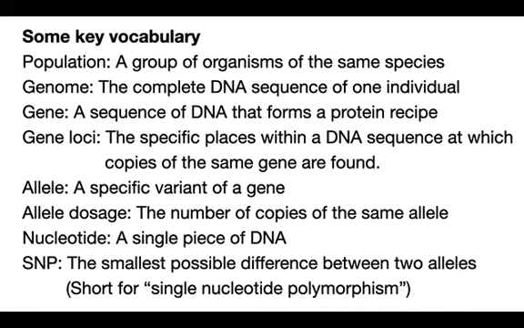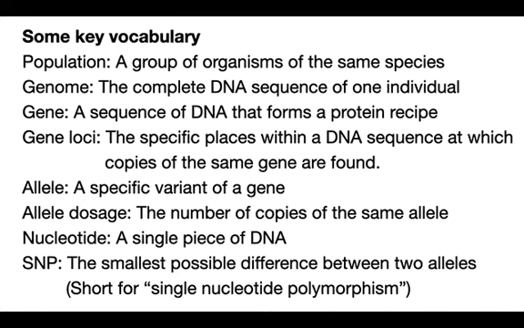A gene locus, plural gene loci, refers to the specific places, the locations, if you will, within a DNA sequence at which copies of the same gene are found. So there's lots of genes that are really important. And if a gene is really important, your genome probably contains multiple copies of that recipe, and they may actually be different copies in different places within your DNA. They may vary from each other.